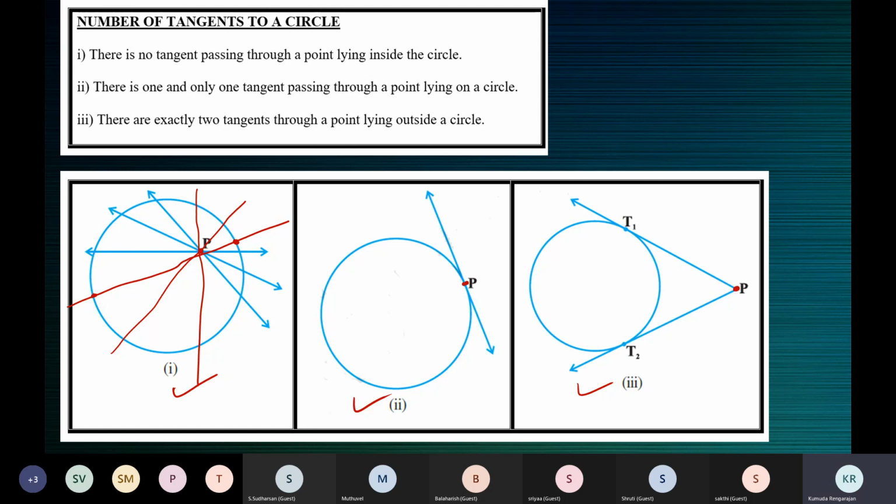So if P lies inside the circle, no tangents. P lies on the circle, exactly one tangent. P lies outside the circle, exactly two tangents. Is this fine, children? Yes.